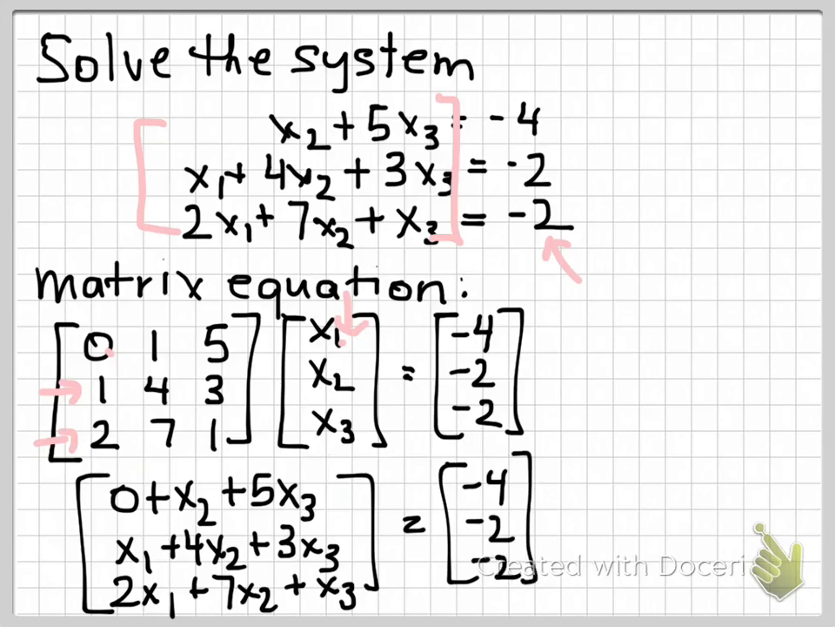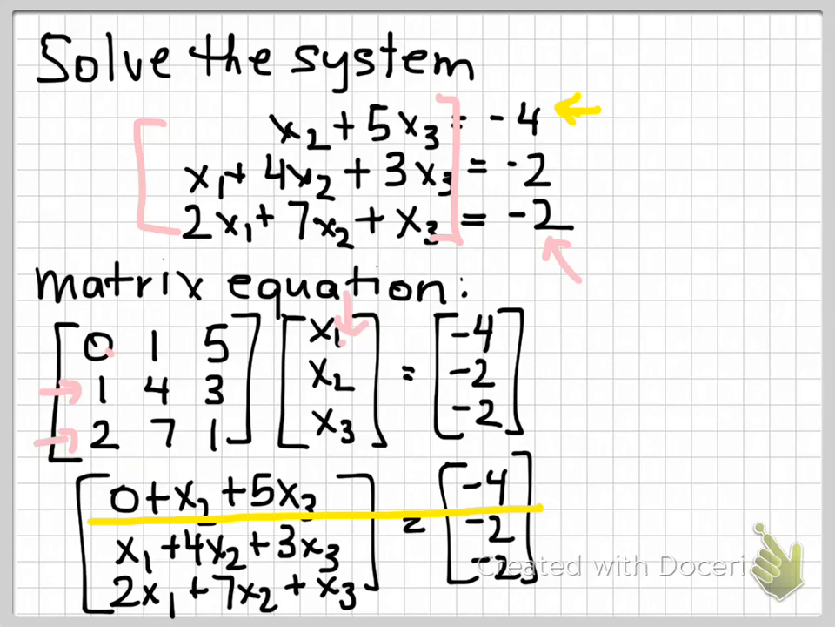Now you can see here that this is exactly our system of equations above, right? This equation here says x2 plus 5x3 equals -4, and that's exactly what this equation was here. Okay, so we've represented our system of equations with a matrix because it makes solving this system much easier.